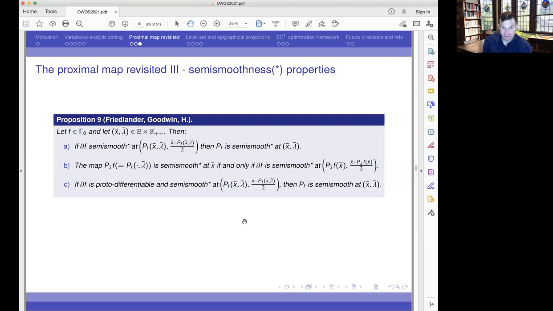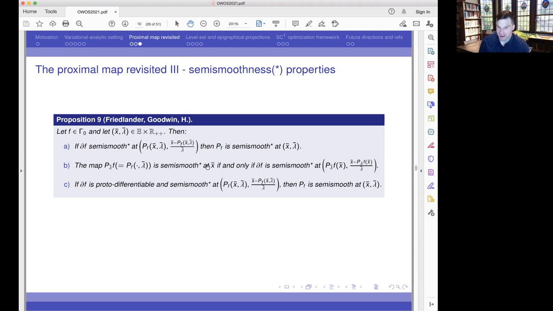Okay, so let's wrap these variational properties up here for the proximal operator. We have conditions for semi-smoothness star. Again, if the subdifferential operator is semi-smooth star, then the prox operator will be semi-smooth star as a function of the base point and the prox parameter simultaneously. And then as a function of the base point, you actually have an if and only if.